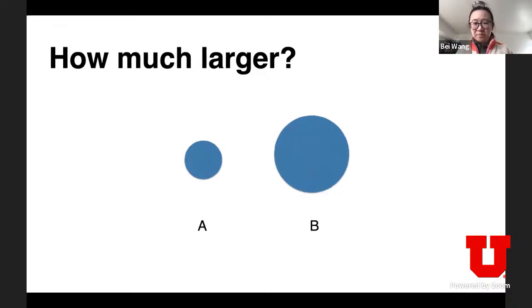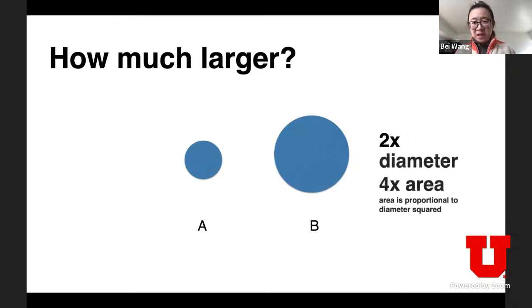Finally, what about this one? Any guess? It turns out to be only 2 times. It's 2 times in diameter and 4 times in area. Of course, the area is proportional to the diameter squared. So now there's actually a variation over the visual encoding. Do you want to use the diameter to encode the proportion, or do you want to use the area to encode your proportion?